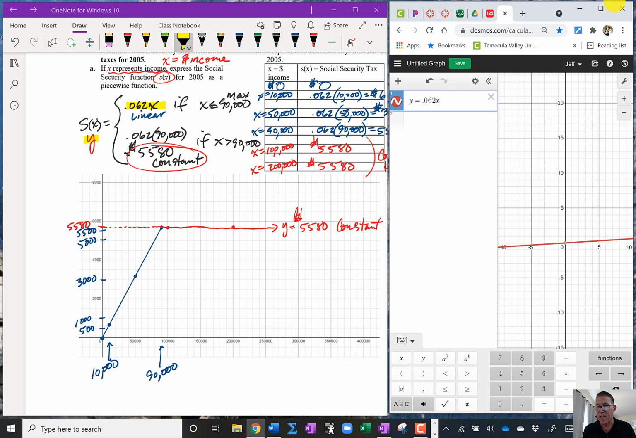Now the second part of the function is constant. So y equals 5580. Okay, constant. And put on the restriction. Curly brackets, and type in x greater than 90,000. Just use the digital keyboard like I'm using.